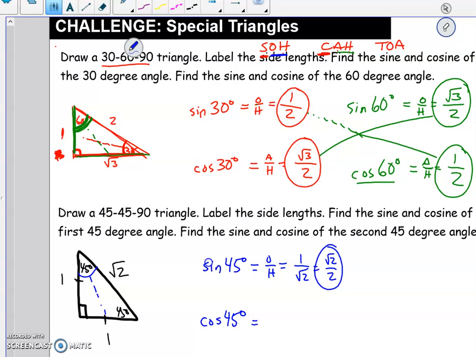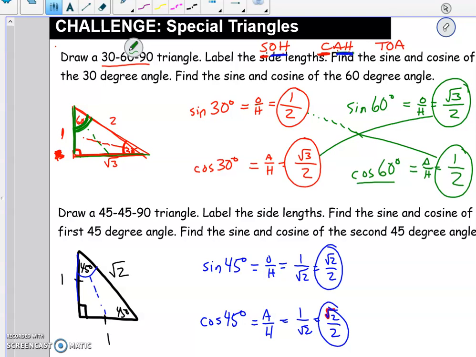If I do the cosine of that 45-degree angle, cosine is adjacent over hypotenuse. And in this case, the adjacent side is also 1, and the hypotenuse is still square root of 2. And when I simplify, it's just like what we saw up above. That ends up being square root of 2 over 2. So in this case, for that 45-degree angle, our cosine and our sine are both the same value, the same ratio of square root of 2 over 2.